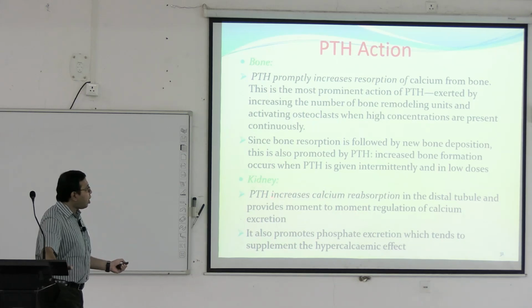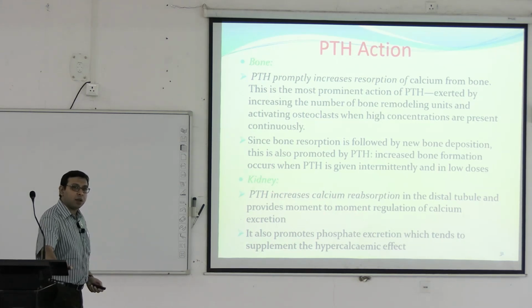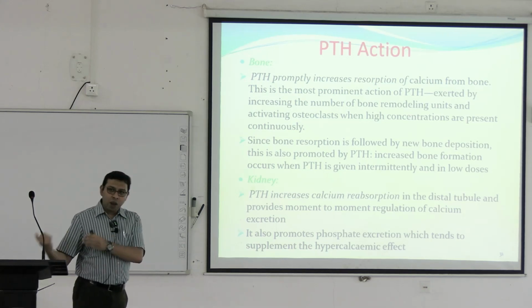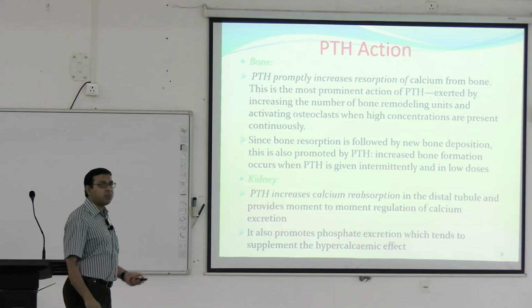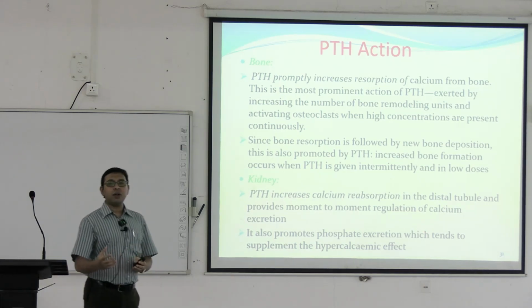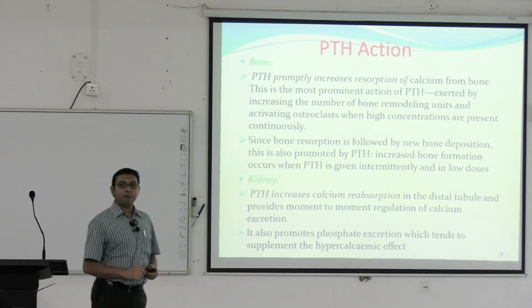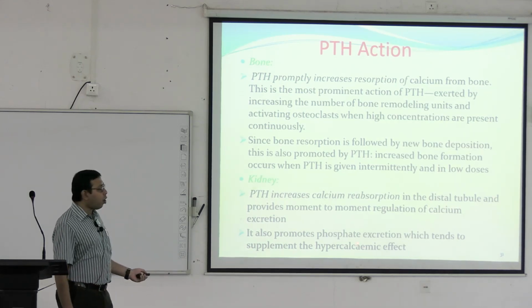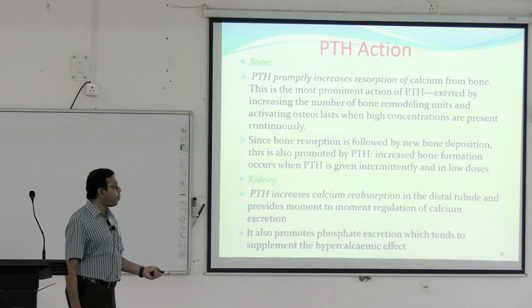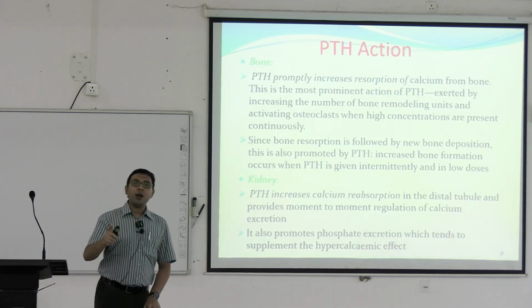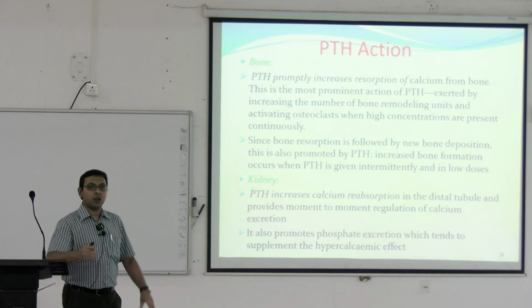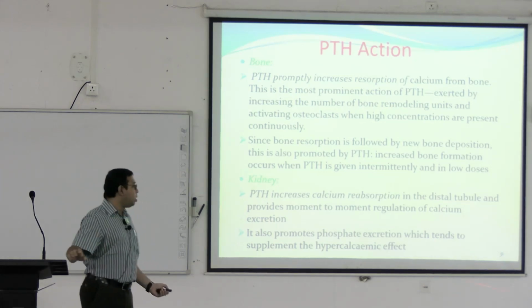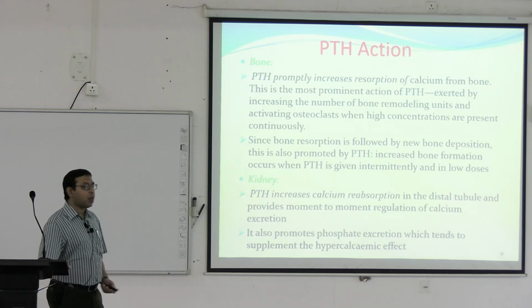In the kidney, parathyroid hormone increases the calcium reabsorption. So more calcium is reabsorbed back to the blood in the distal tubule and provides moment to moment regulation of the calcium excretion. What amount of calcium is excreted is ultimately monitored by this parathyroid hormone. It also promotes phosphate excretion, which tends to supplement the hypercalcemic effect. So parathyroid hormone promotes more calcium reabsorption but more phosphate excretion, just opposite, because ultimately this more phosphate excretion leads to more hypercalcemic effect. More calcium will be absorbed back.